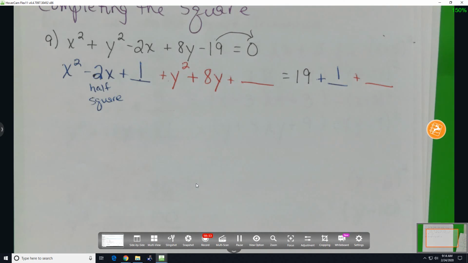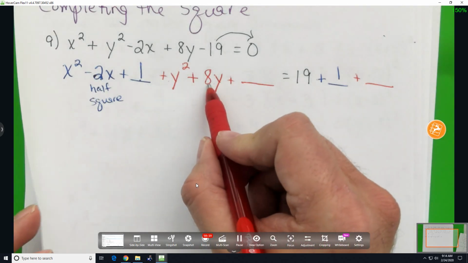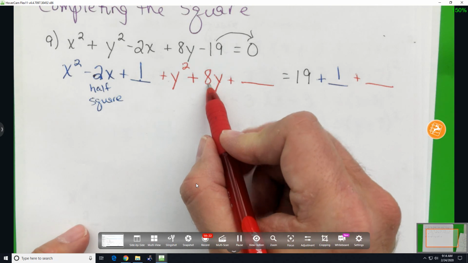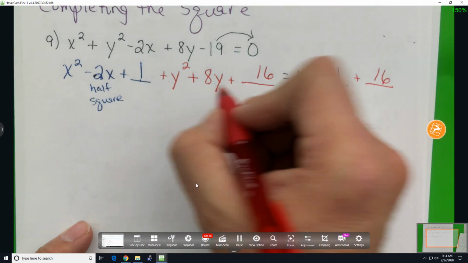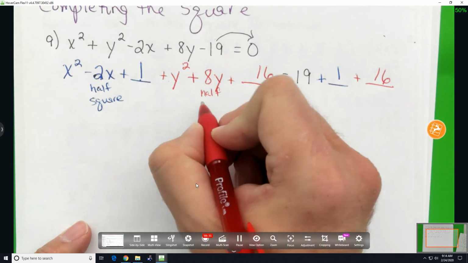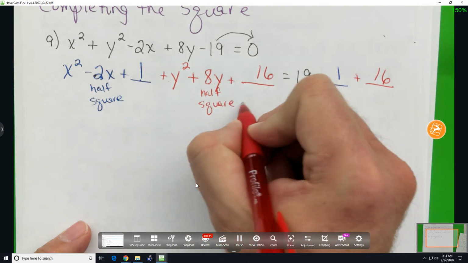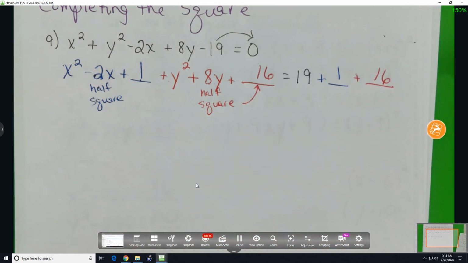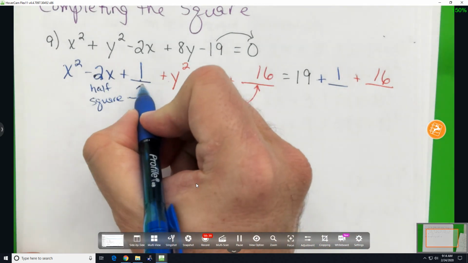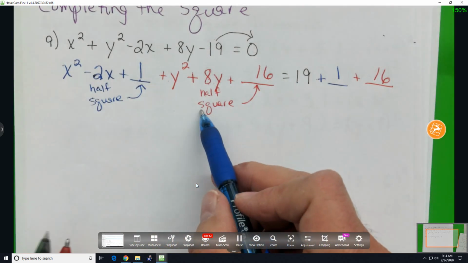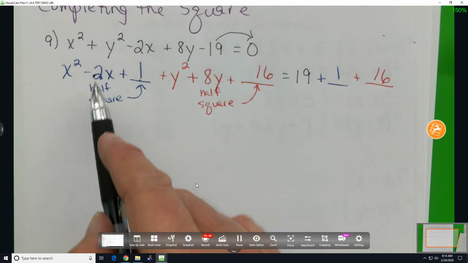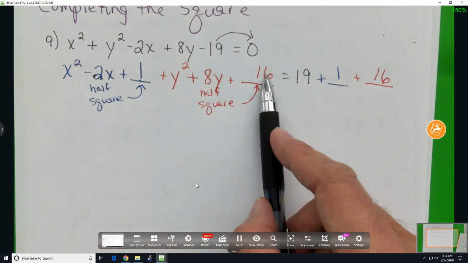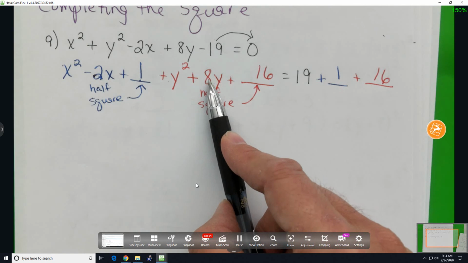Now what about the red blank? 16. Half of 8 is 4. 4 squared, 16. Again, I'm taking half of that number and squaring it. That's how I'm getting the 16. That's how I got the 1. I'm writing it out there because it might not be immediately obvious if you look back at this later. What the heck? Where did he get that 1? Well, I took half of this number and squared it. Where did I get the 16? Half of this number and squared it.